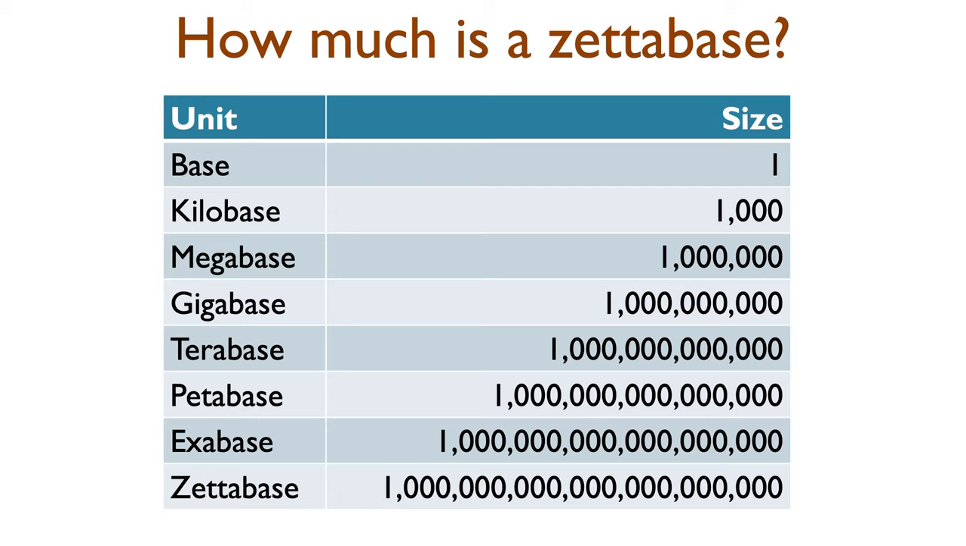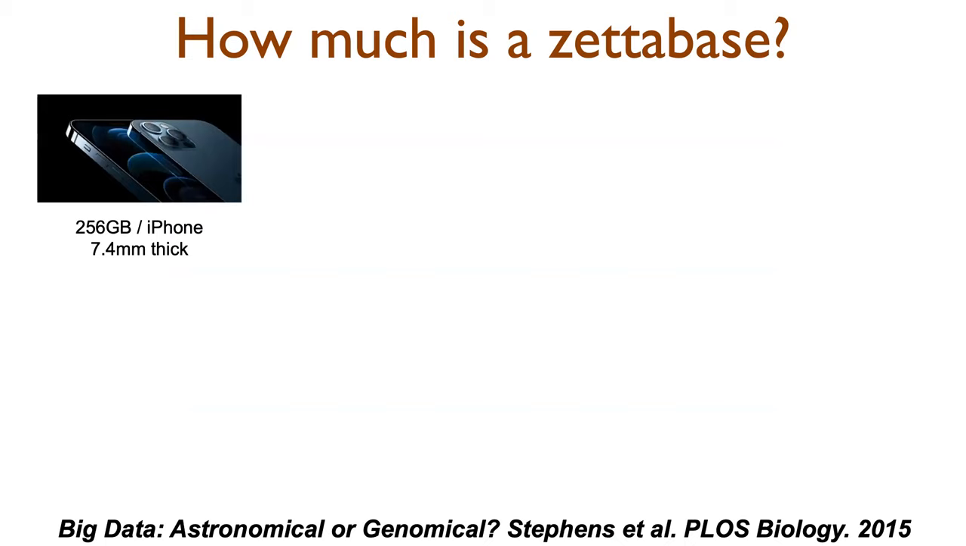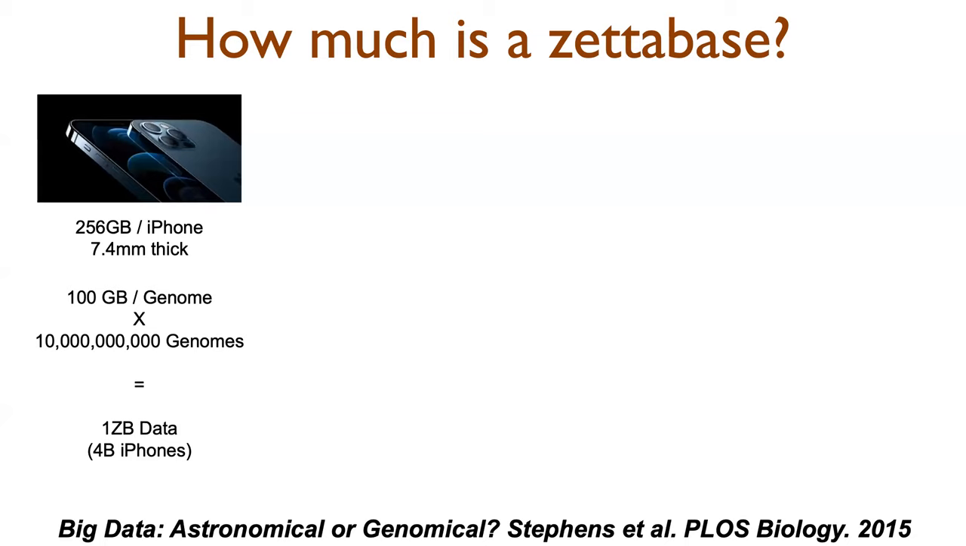Today, like I said, we're on the order of maybe 100 petabases a year, and exabases and zettabases are in our near-term future. To put your mind around this, my iPhone right here has 256 gigs of storage and it's about 7.4 millimeters thick. If you think about what one zettabyte of data would be, in round numbers that would be about the storage requirements for 10 billion genomes. That's actually more genomes than there are people on Earth.